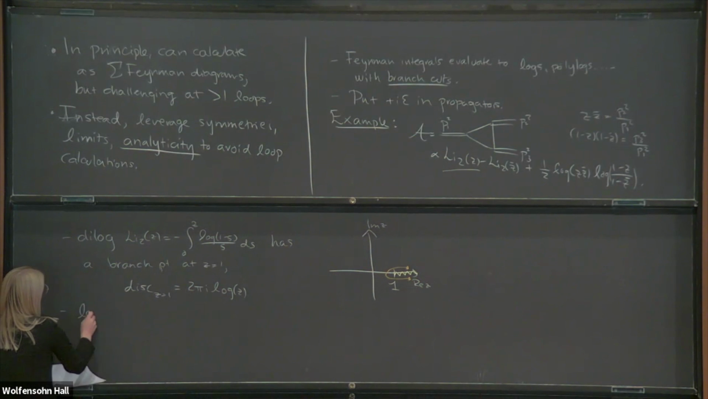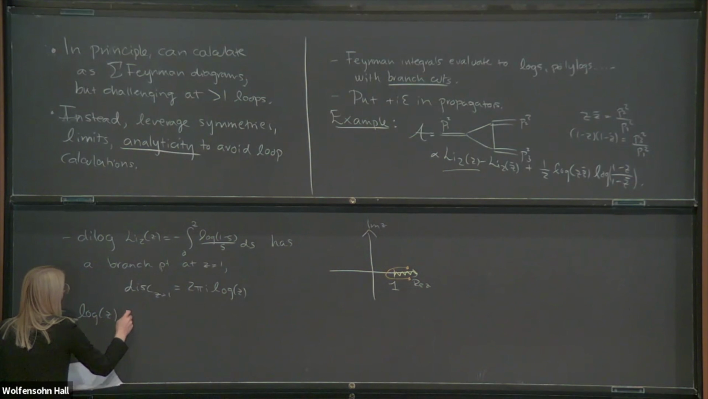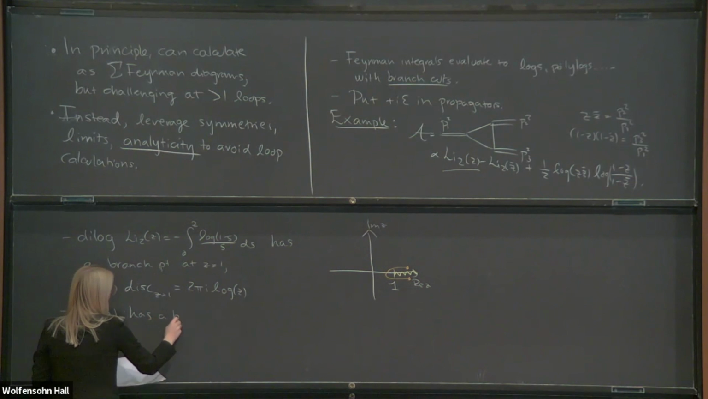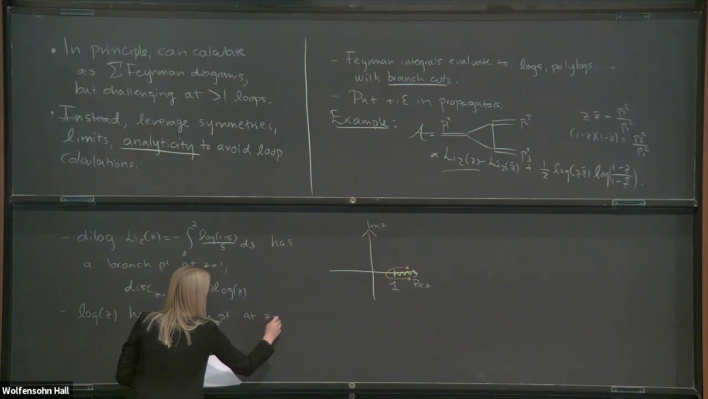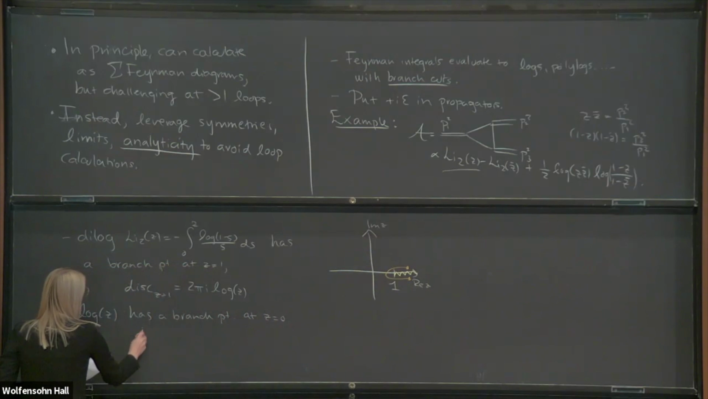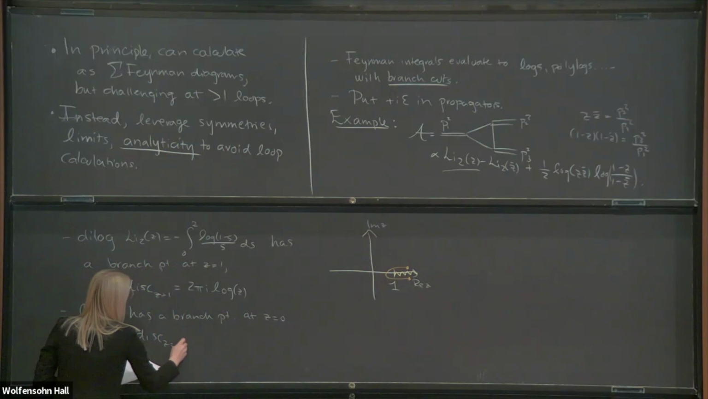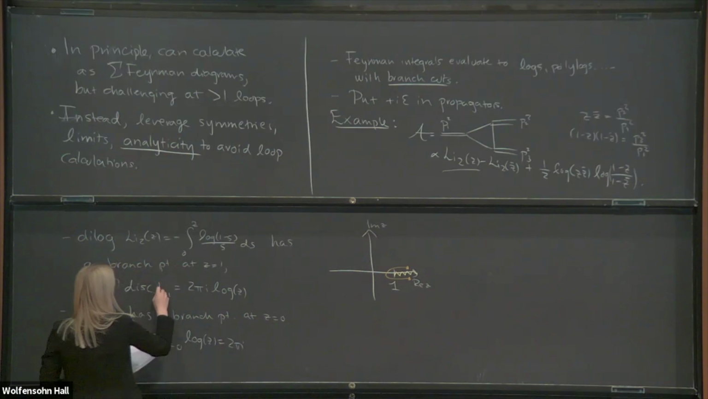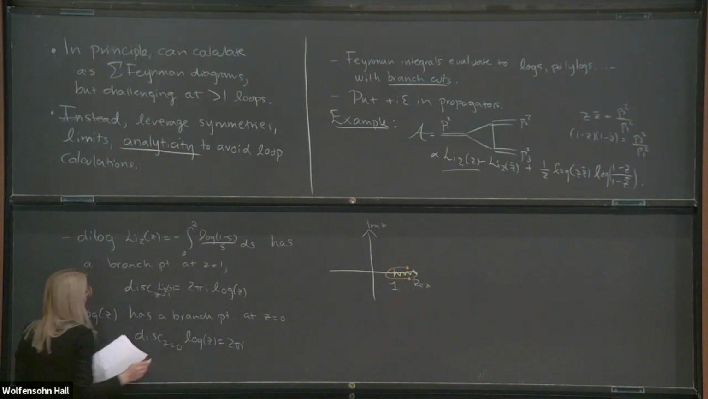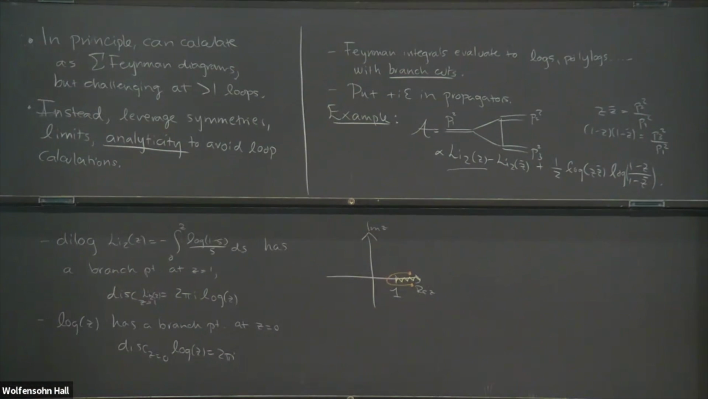But what I wanted to tell you is that the log of z now has a branch point at z equals 0 with a discontinuity equal to 2 pi i. So this is a branch point that you see after analytically continuing to the second sheet, or after taking one monodromy. You expose this branch point at z equals 0.